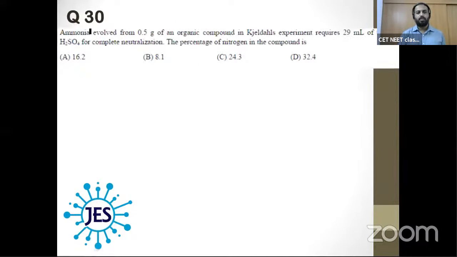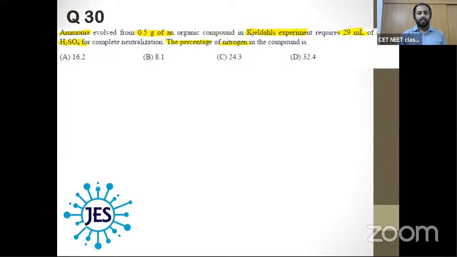Ammonia evolved from 0.5 grams of organic compound in Kjeldahl's experiment requires 29 ml of 0.2 molar sulfuric acid for complete neutralization. The percentage of nitrogen is.